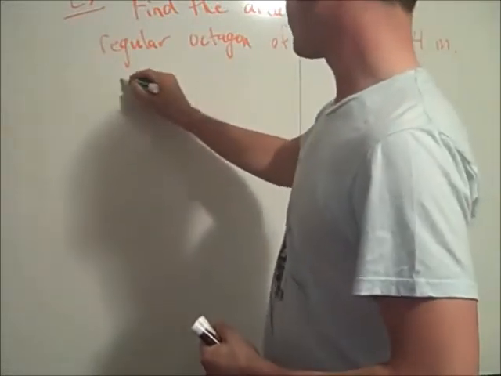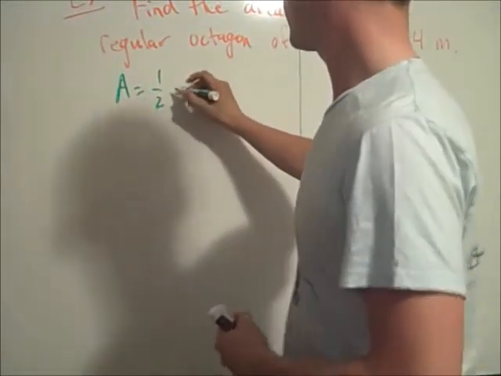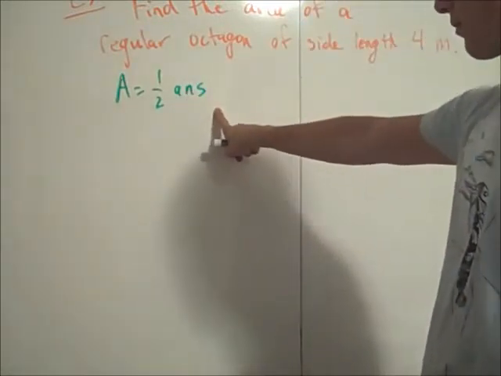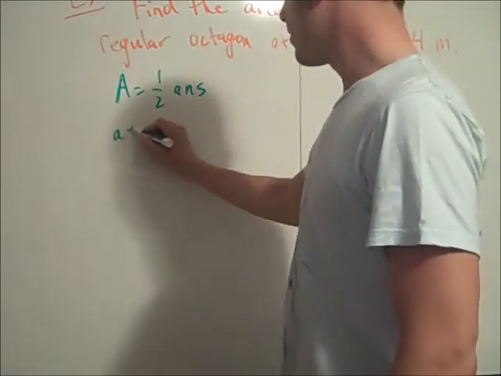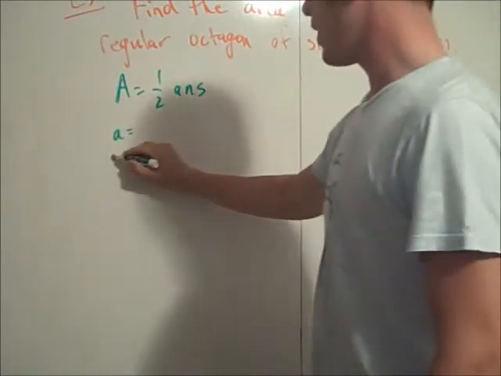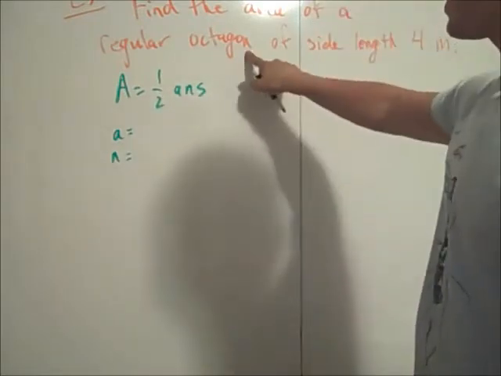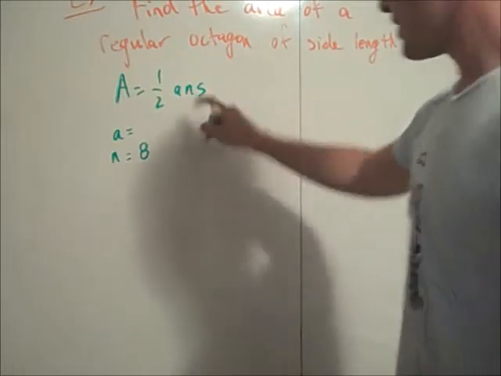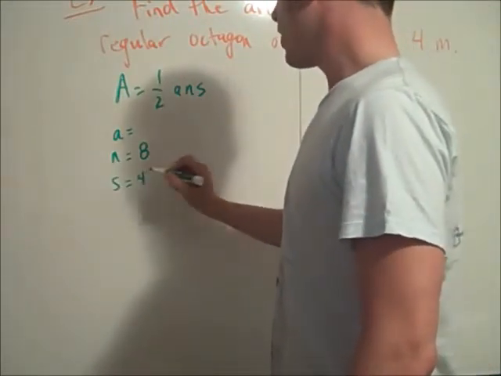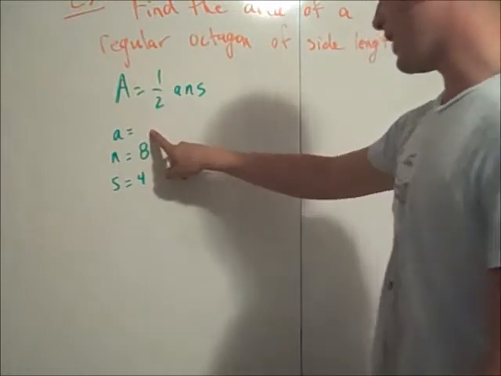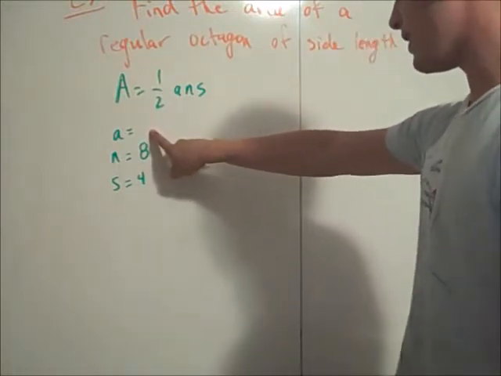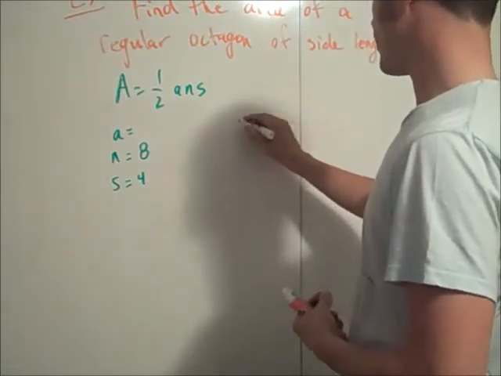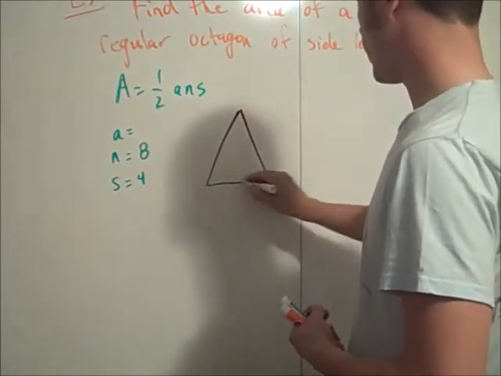So I start with my area formula. Area equals 1/2 ANS. And then I plug in everything that I know. Do I know A? Well, no, I don't. Do I know N? Well, it's an octagon, and octagons have 8 sides, and so N is 8. And do I know S? Yes, I know S is 4. So the only thing I have left to find is the length of the apothem. And I can do that fairly easily by thinking of just one of those 8 triangles that make up this octagon. So I just draw one of those 8 triangles.